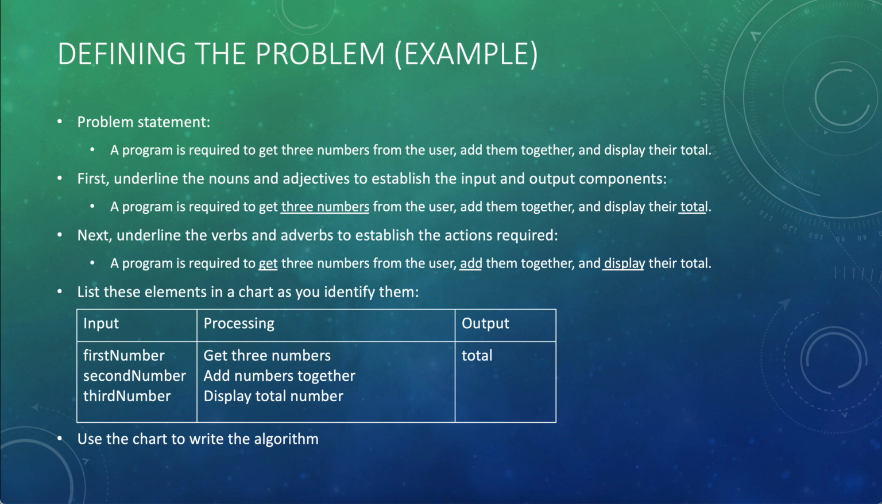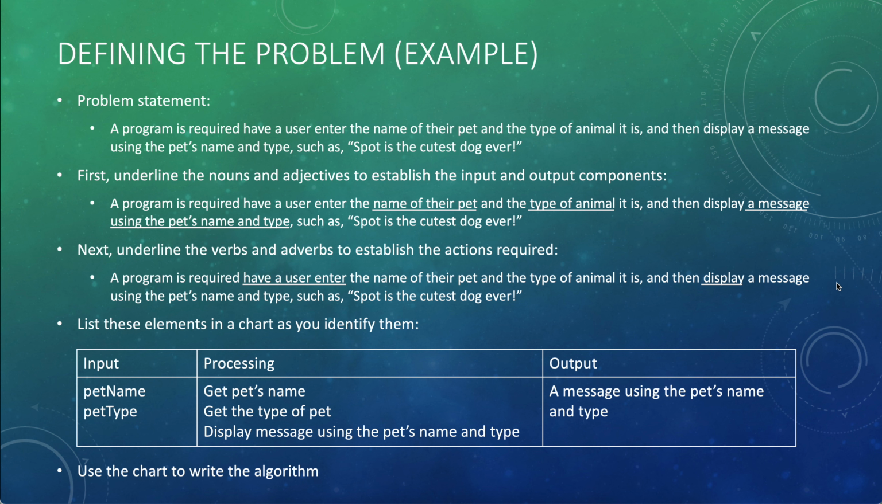So the first step, what are we getting? We need to get 3 numbers. Second step, add. What are we adding? We are adding those numbers together. And then lastly, display. What are we going to display? We want to display the total number. So when you break up the steps of the problem statement like this, it can really help you to see what you're trying to accomplish with the program. And then you can use this chart when you're writing your program algorithm down the road.